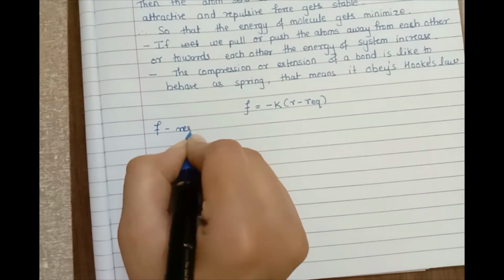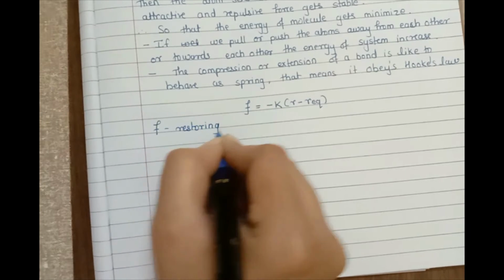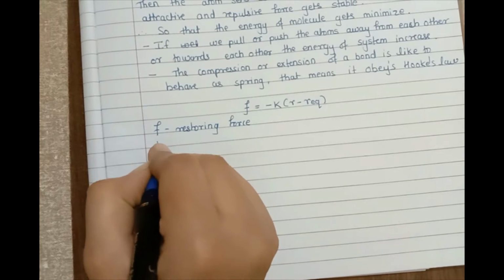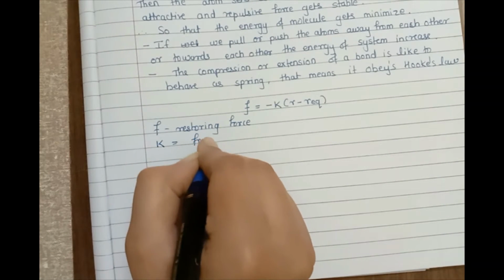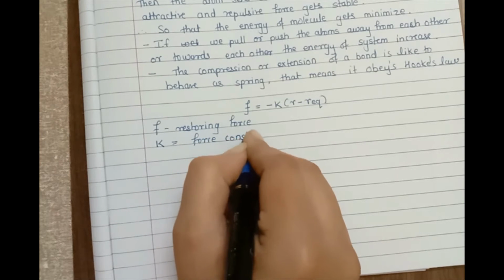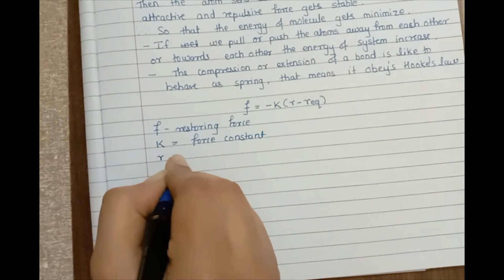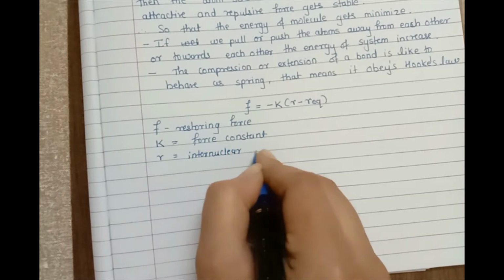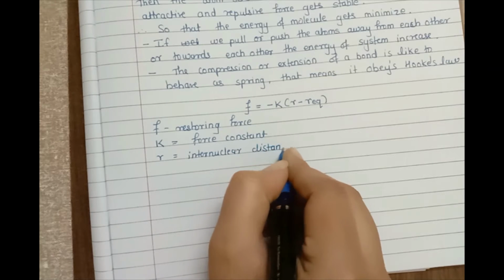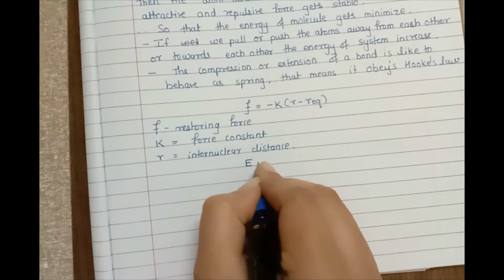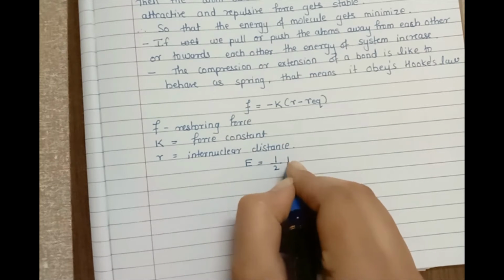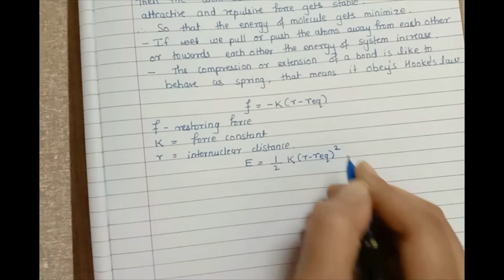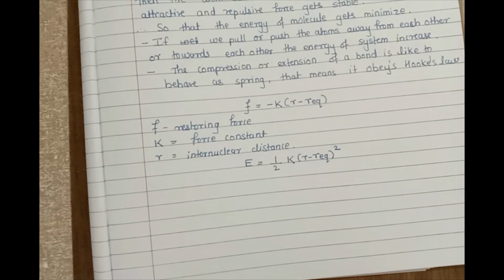is the restoring force. That means this force tries to stabilize the molecule. k is the force constant and r is the internuclear distance. So E is equal to half k (r - r_eq) squared. Is it okay?